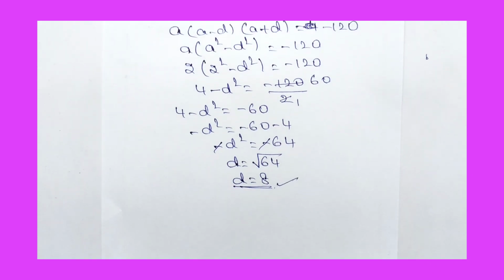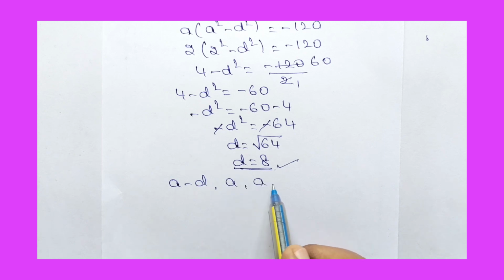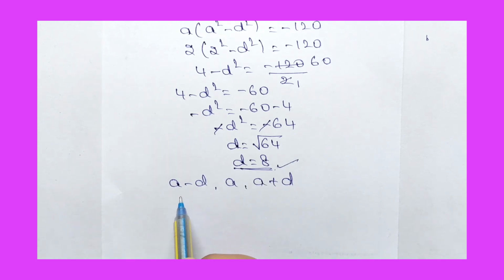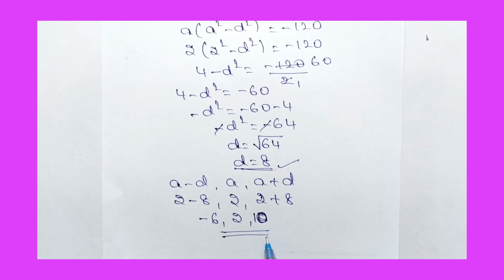So now let us write the terms of the AP: a minus d comma a comma a plus d. A is 2, minus d is 8, comma a is 2, comma a is 2 plus d is 8. So 2 minus 8 is minus 6 comma 2 comma 2 plus 8 is 10. So minus 6 comma 2 comma 10 are the terms of the given AP. So like this we have to find the terms of the given AP.